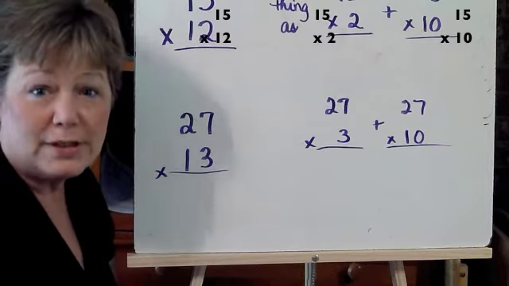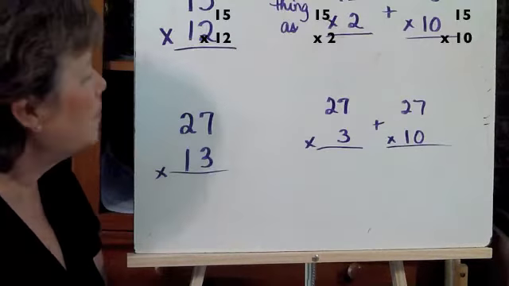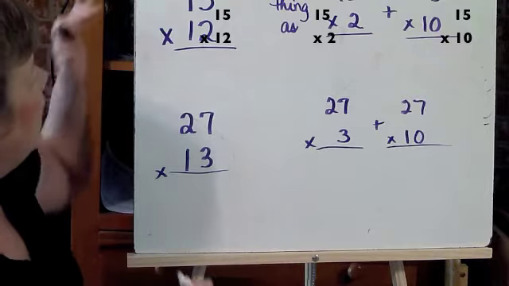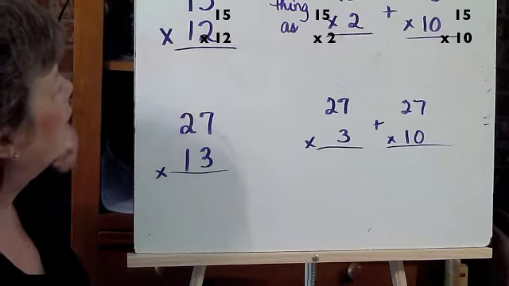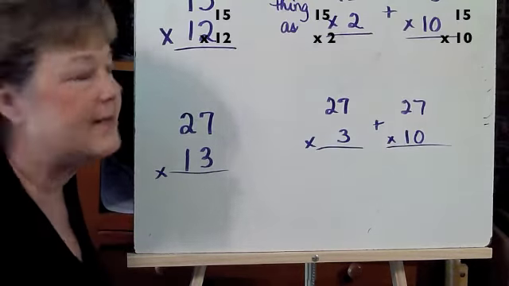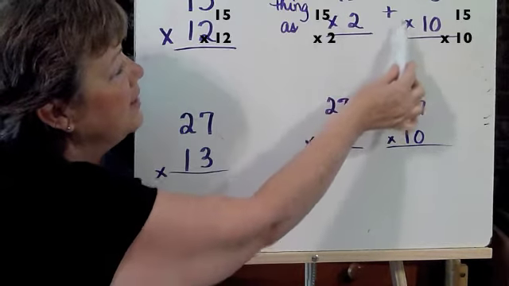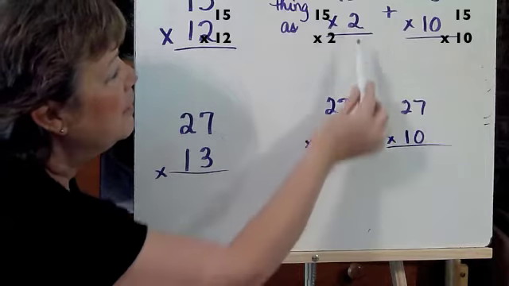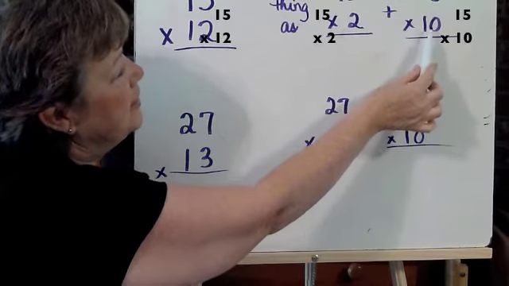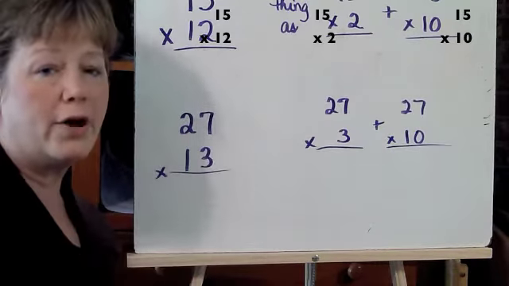Today we're going to review some multiplication facts. When we multiply 15 times 12, I want you to understand that it's the same thing as multiplying 15 times 2 plus 15 times 10, because 2 plus 10 is the same thing as 12.